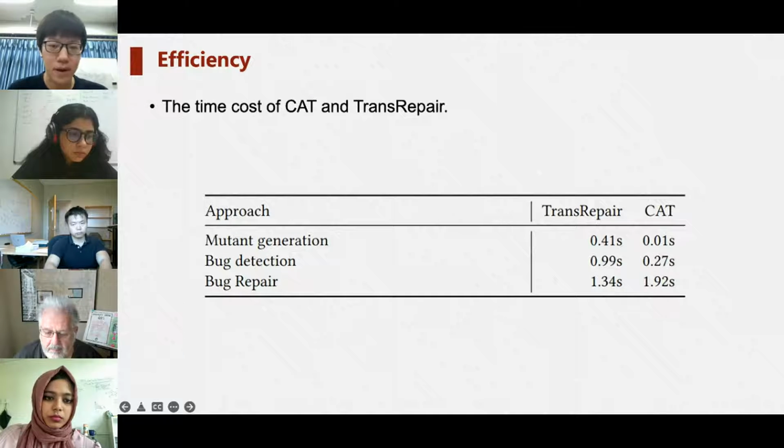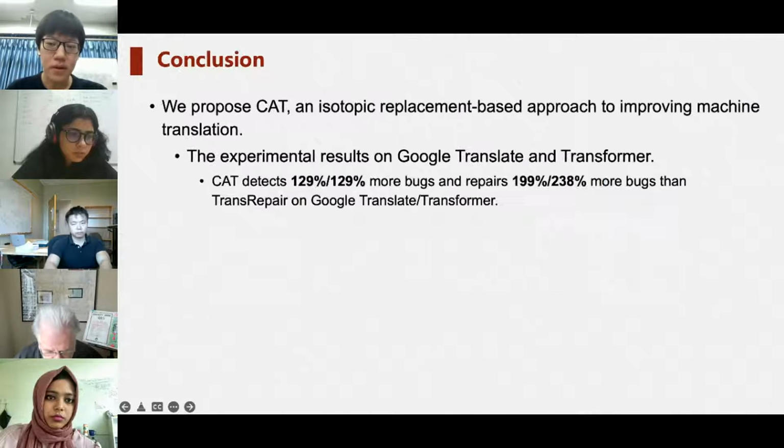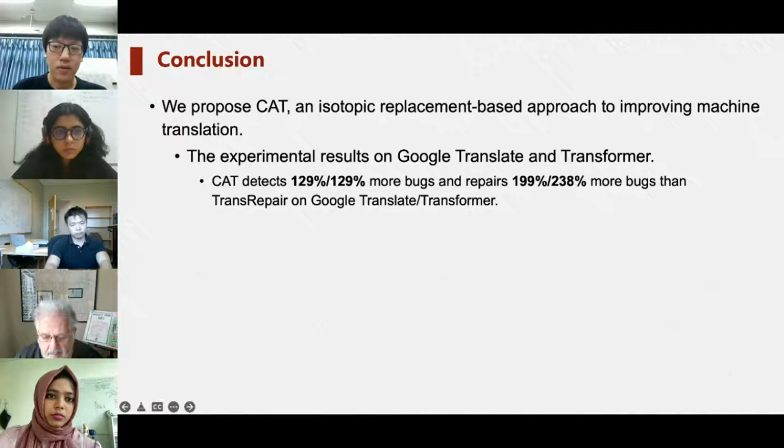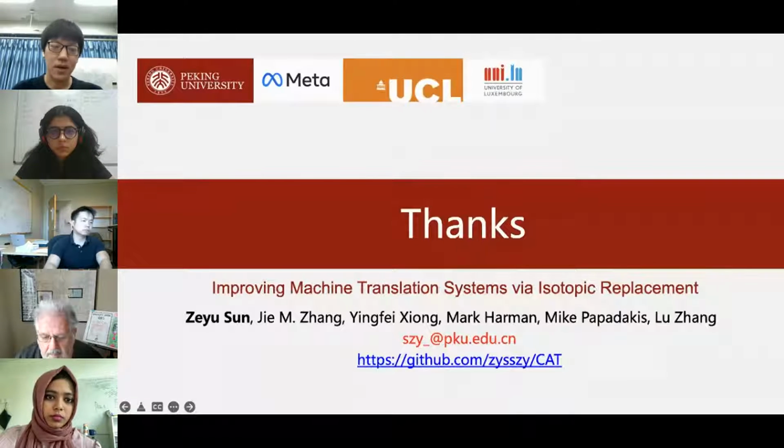To conclude, we propose CAT, a word replacement-based approach to improving machine translation. And the experimental results on Google Translate and Transformer show that CAT performs better than TransRepair. That's all. Thanks for listening.